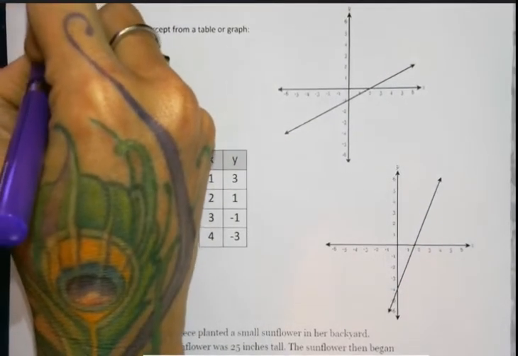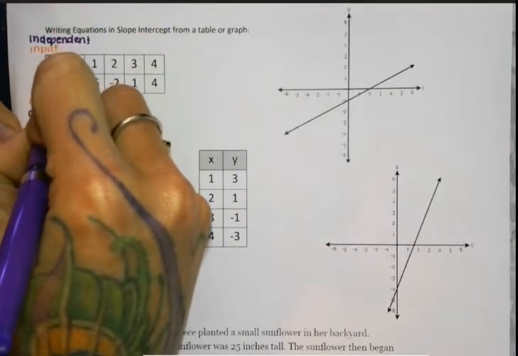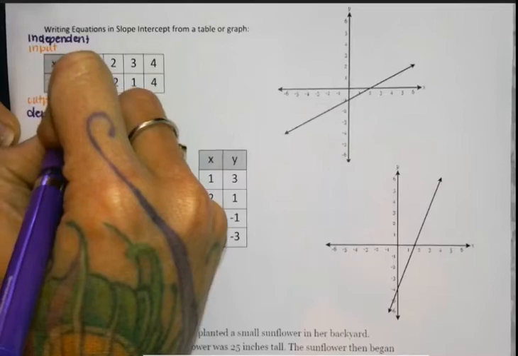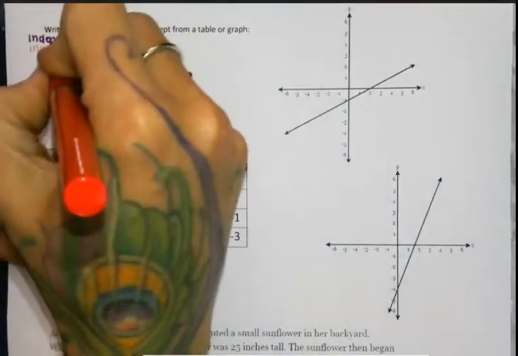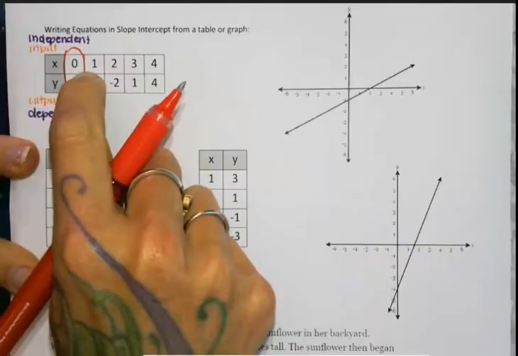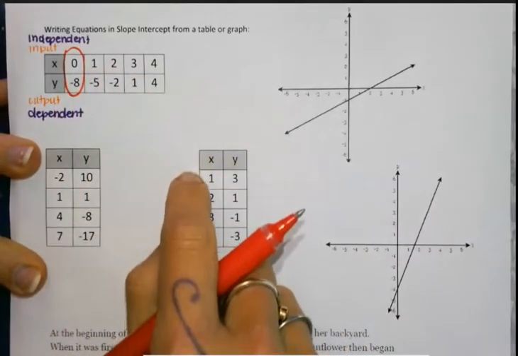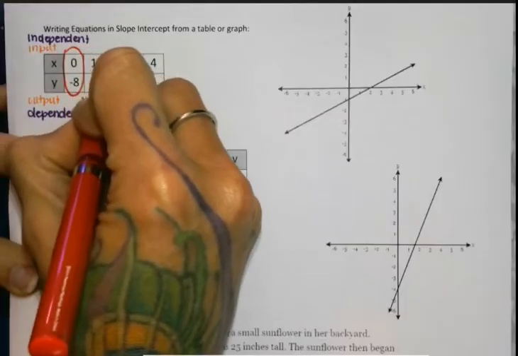So independent variable, dependent, because Y depends on what we plug in for X, which X value we go to look at. Another great call out while we're looking at this table is that when X is 0, that means I didn't go left and right. I just went up or down. In this case, I went down. That is always going to be your y-intercept.